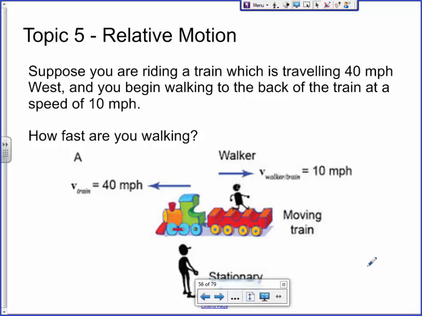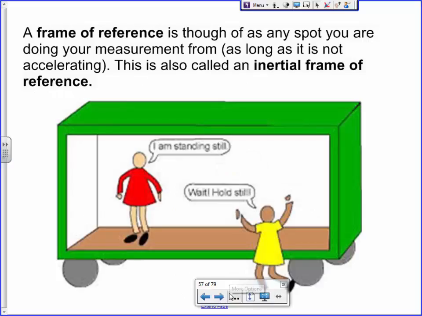Here's another scenario. Imagine you're on a train. Okay, I like this picture here. No, I want the next slide, actually. Let's do this one here. Imagine you're on a train. From your perspective, you are standing still, right? From your perspective, you are moving no speed, right? But from the guy who's watching you from outside the train, you are moving. Right? And so this is what we need to discuss today.